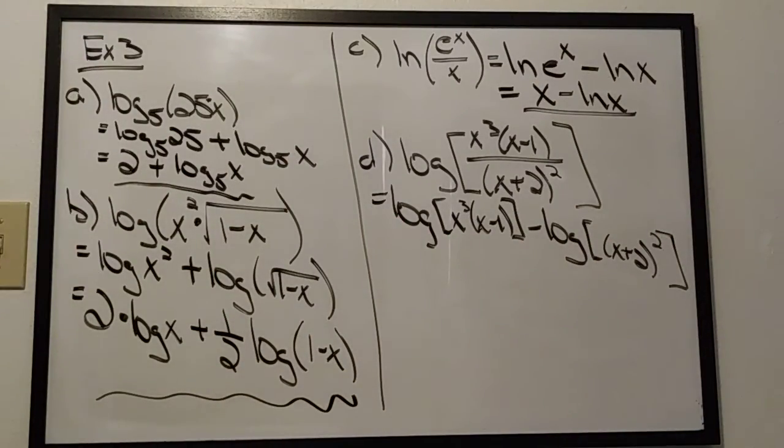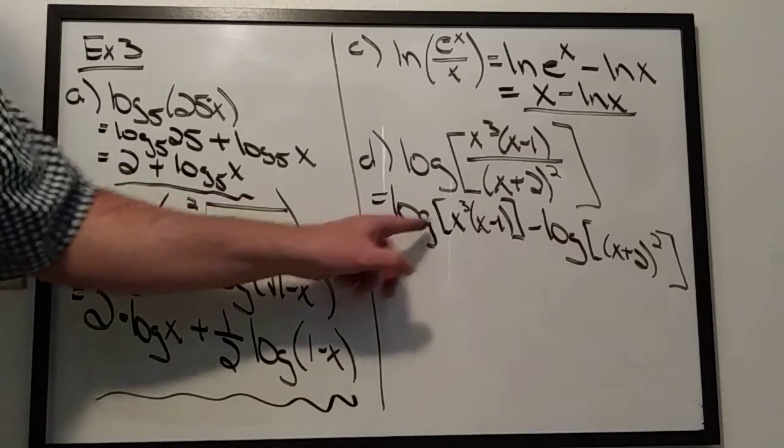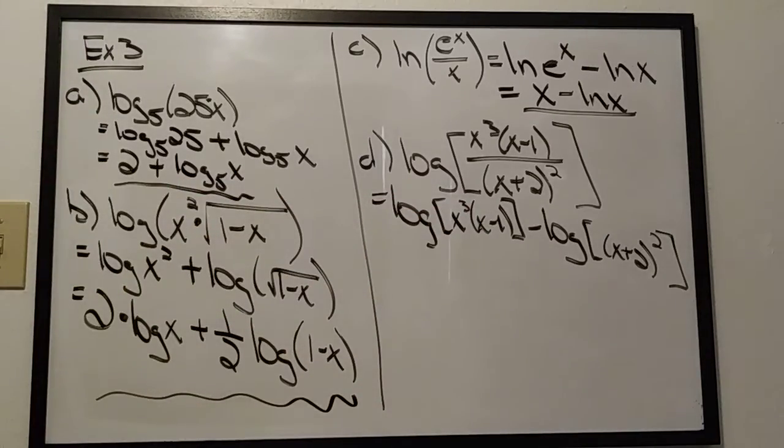Now that I've broken it up using the quotient rule for logarithms, I can look at each one of these individual logs and say, hey, I can do more. So as I look at my first logarithm, notice that the x to the third and the x minus 1 are connected by multiplication. Because they're connected by multiplication, I can use the product rule for logs.